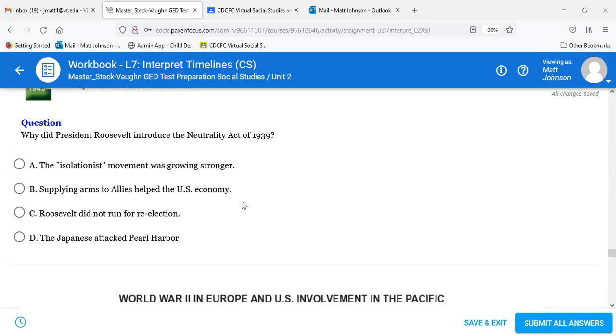Why did President Roosevelt introduce the Neutrality Act of 1939? A, the isolationist movement was growing stronger. B, supplying arms to the Allies would help the U.S. economy. C, Roosevelt did not run for re-election. D, the Japanese attack Pearl Harbor.